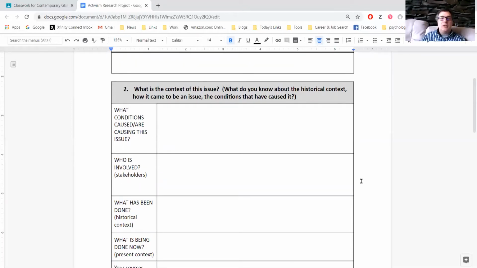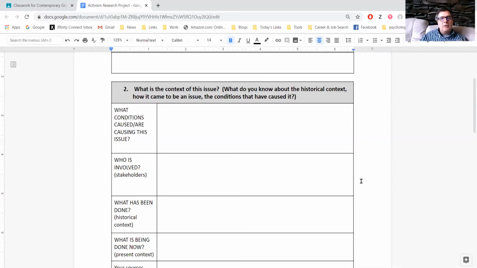Now, next, this is where you're going to have to do a little bit of research. What is the context of this issue? Okay, how does it come about? What place does it have in our social and political culture? And then in parentheses, we say, what do you know about the historical context, how it came to be, the conditions that caused it, and so on.